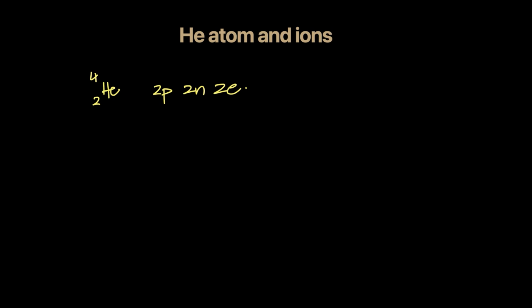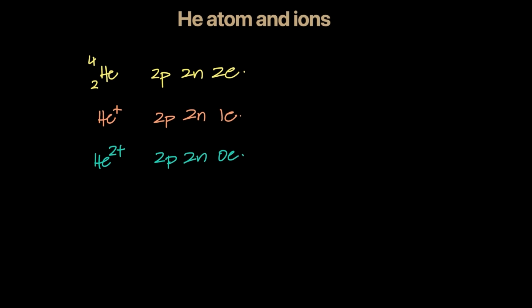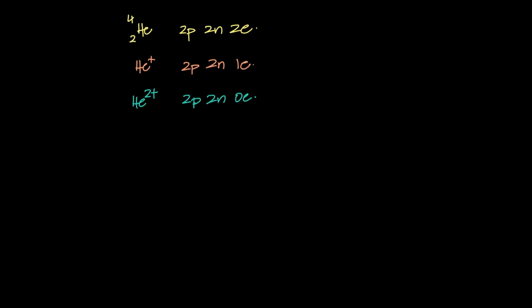Now, if I were to somehow forcibly make it lose 1 electron, what would you form? You would form a particle that has 2 protons, 2 neutrons and 1 electron. And that would be called helium with the 1+ charge. And somehow I could lose both electrons. Then that's 2 protons, 2 neutrons and 0 electrons. That would be helium 2+. The idea is that yes, helium can be made to lose electrons. And so I'm going to show you these three particles right now.